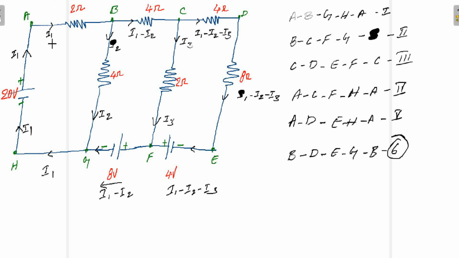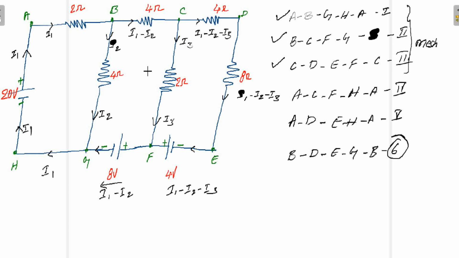Among these, the individual loops are A, B, G, H, A; B, C, F, G, B; and C, D, E, F, C, the small loop. So these three are called meshes. A mesh is nothing but a loop that should not include other loops.